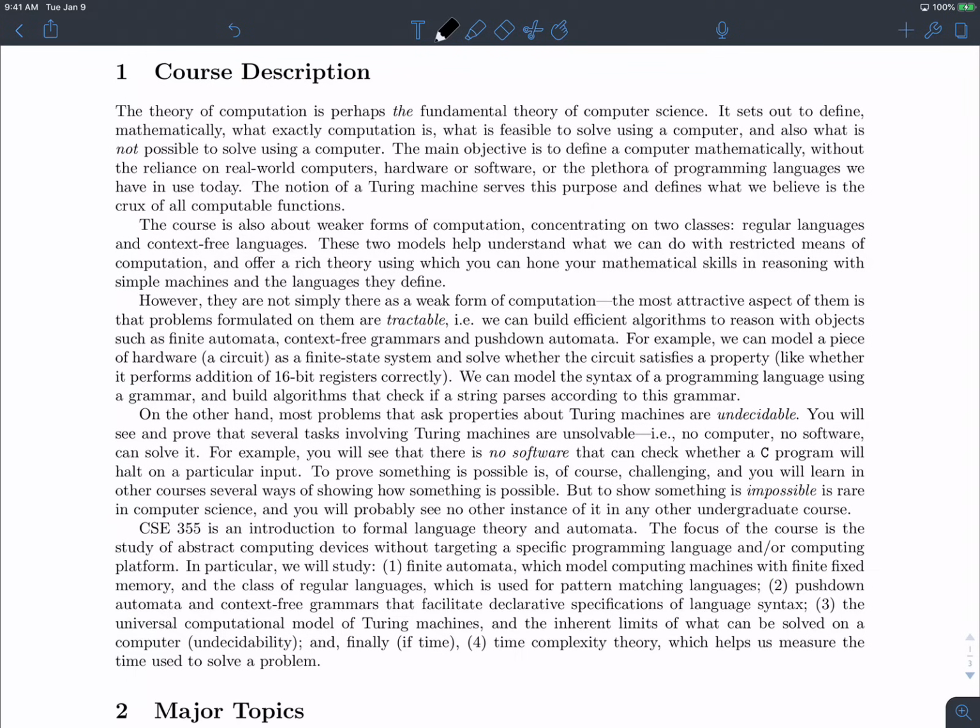It turns out there are a lot of problems. In fact, the vast majority of them are not solvable by any computer. So if your boss comes to you and says, oh, I want you to solve this problem for me.